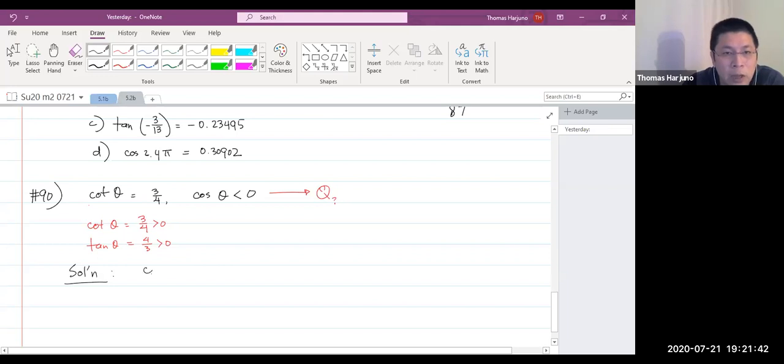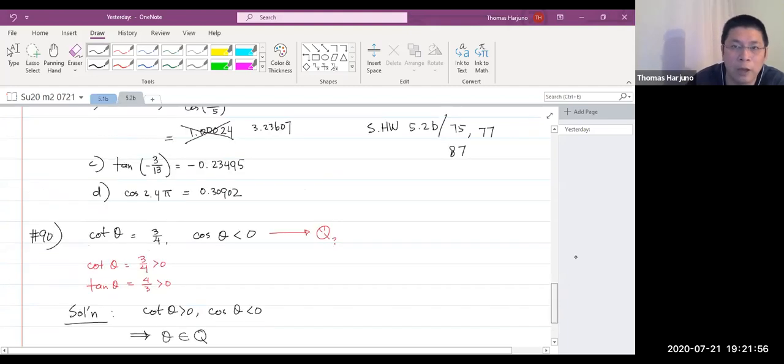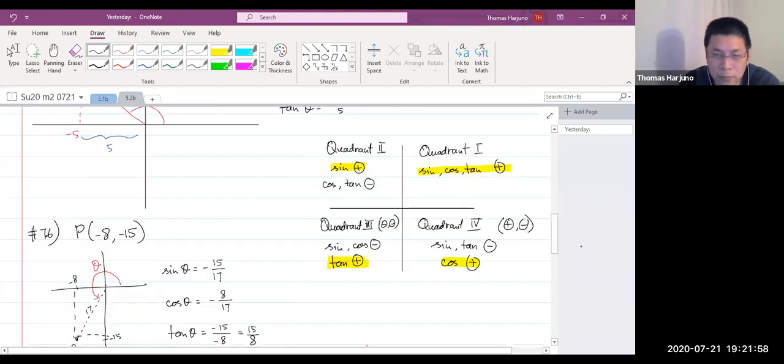Because cotangent theta is positive while cosine theta is negative, theta must be in the quadrant where the cotangent, therefore tangent, is positive, yet the cosine is negative. That's quadrant 3.